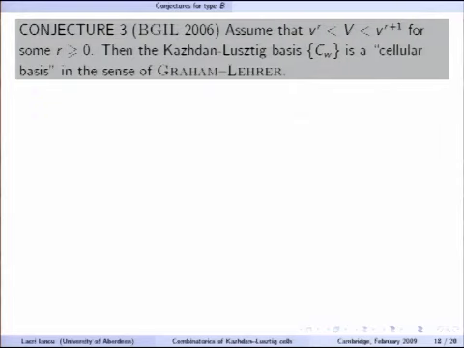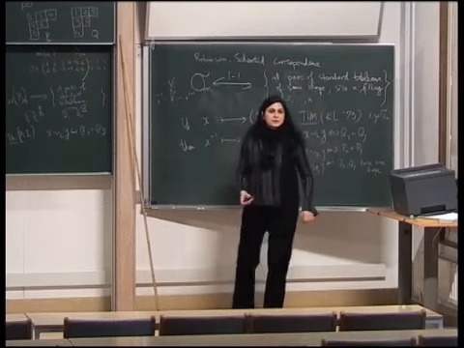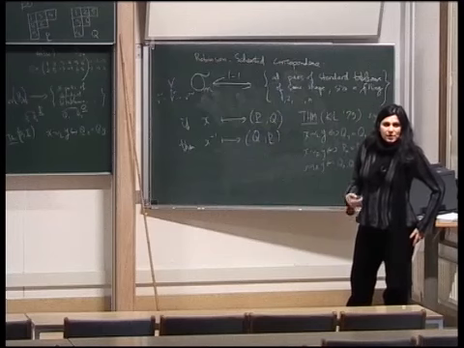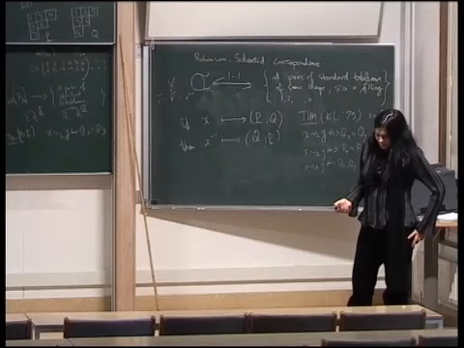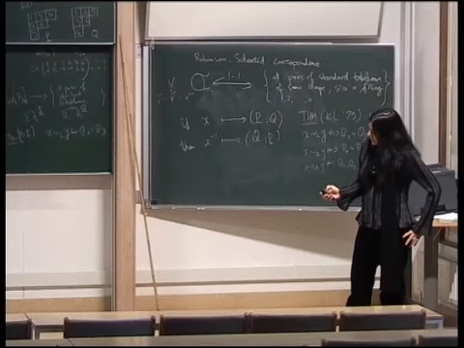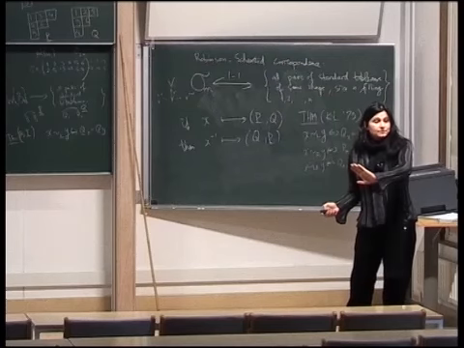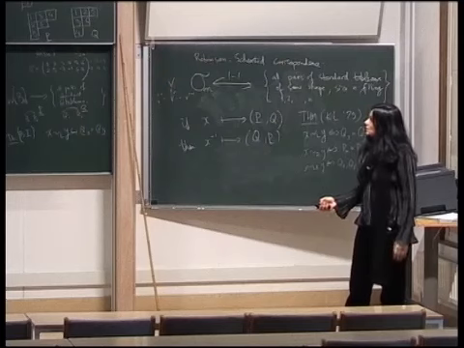And the last conjecture is that in that case where V is between two consecutive powers of small v, where nice things happen, the cell representations are reducible and so on, then the Kazhdan-Lusztig basis is a cellular basis in the sense of Graham and Lehrer. And what does this mean really? It means that it comes with a Specht module theory. I mean, I had to answer this question as well.